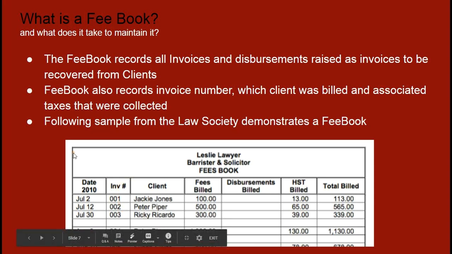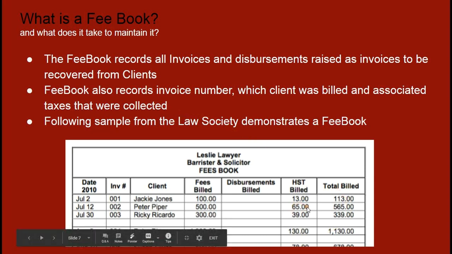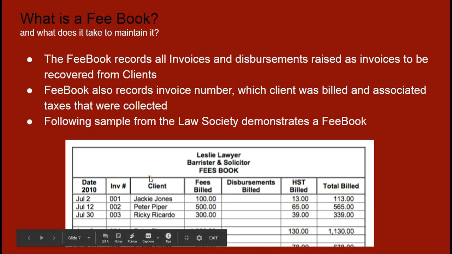So the fee book records the invoice number, the client, and very importantly, it captures the jurisdictional taxes that you've billed the client. Because this amount of jurisdictional tax gets transferred over to how much of provincial taxes you owe the government, slightly moving away from legal compliance to potentially the amount that goes into CRA compliance, for example. So let's take a quick look at the fee book itself.